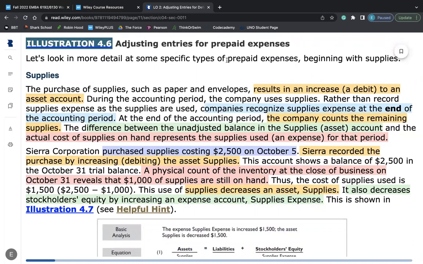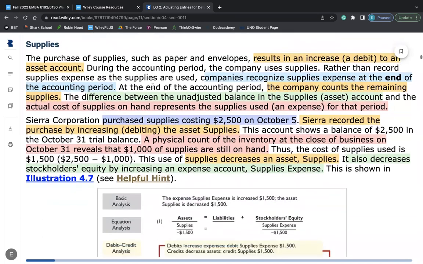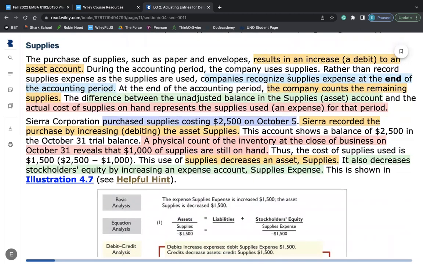Adjusting entries for prepaid expenses. Oh, I'm sorry, no. Supplies. The purchase of supplies such as paper and envelopes results in an increase or debit to an asset account. Companies recognize supplies expense at the end of the accounting period. The company counts the remaining supplies at the end of the accounting period, and the difference between the unadjusted balance in the supplies account and the actual cost of the supplies on hand represents the supplies used and expense for that period.